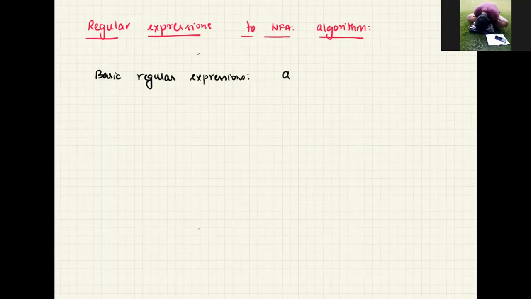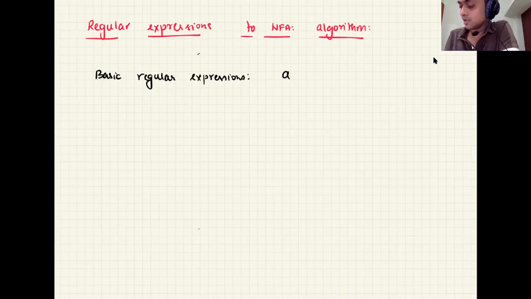A, which is just a singleton. Any A in sigma is a regular expression. Epsilon and empty. These were all the basic regular expressions. From this, we were applying other operations to get more regular expressions.